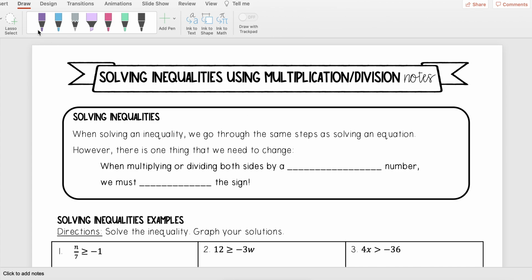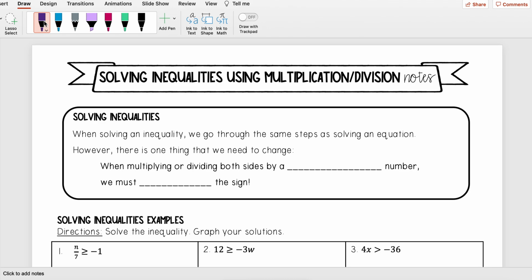Hello everyone. In this video we're going to be learning about solving inequalities using multiplication and division. So last time we learned about using addition and subtraction. We learned that it was really the same thing as when we're solving just normal equations, but instead there was an inequality in there. For multiplication and division, there is one slight difference from when we're just solving normal equations.